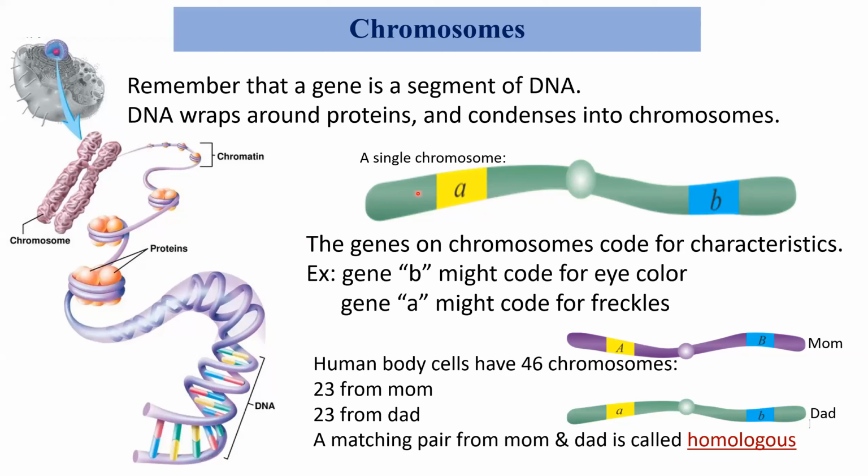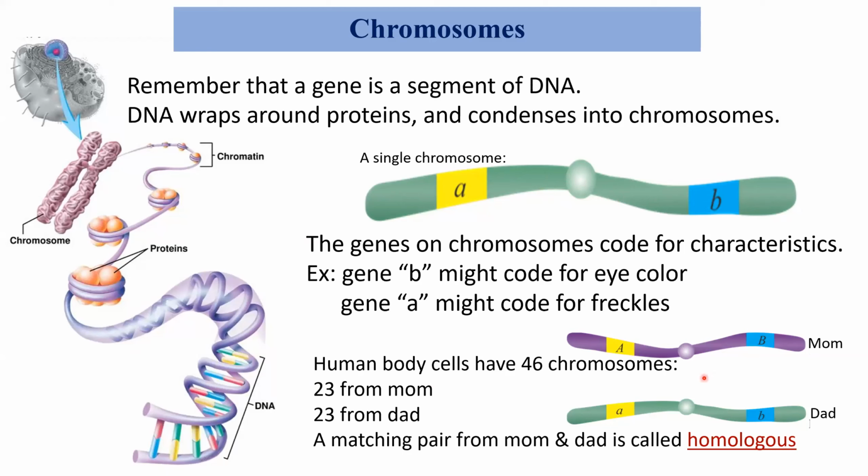So the chromosome depicted here carries gene B, which can code for one thing. In this example, it codes for eye color, and then carries gene A, which could code for something else. And in this case, it codes for freckles. So if you remember, the human body cells have 46 chromosomes. 23 come from your mom, 23 from your dad. And a matching pair from mom and dad is called homologous chromosomes.